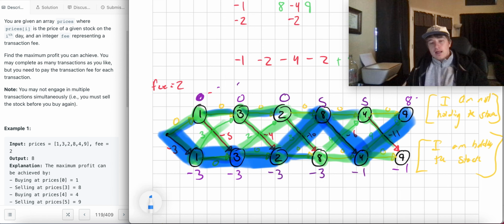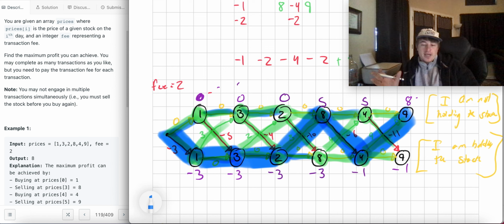So you could do this with linear space. It's obviously linear time, right? Because you just look at each node twice, kind of, because you have to use a state where you're holding the stock on the day, or where you're not holding the stock on the day. So it's definitely linear time.